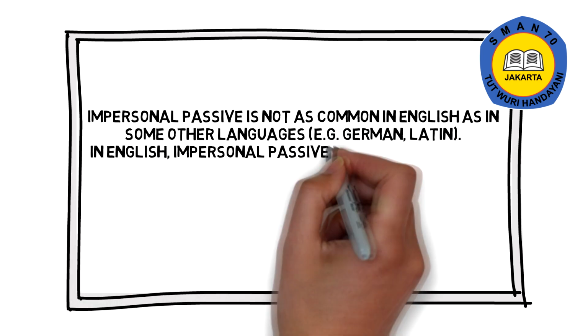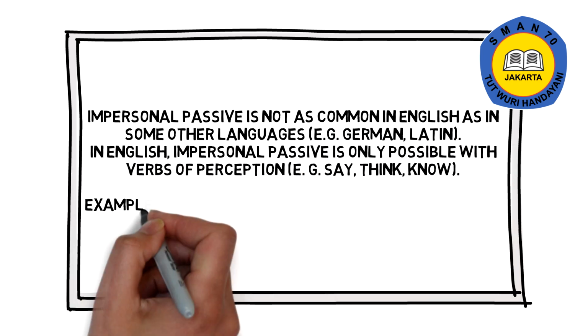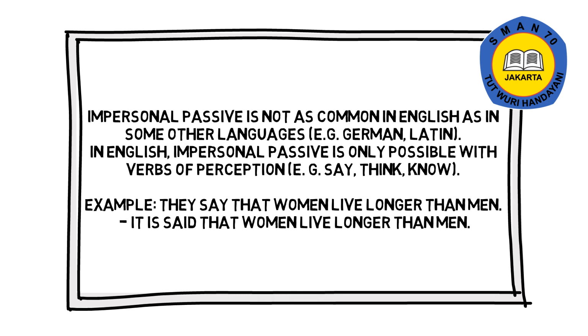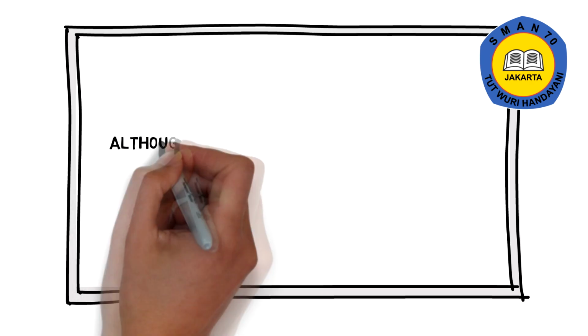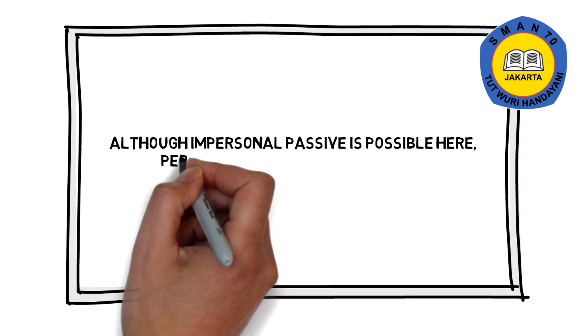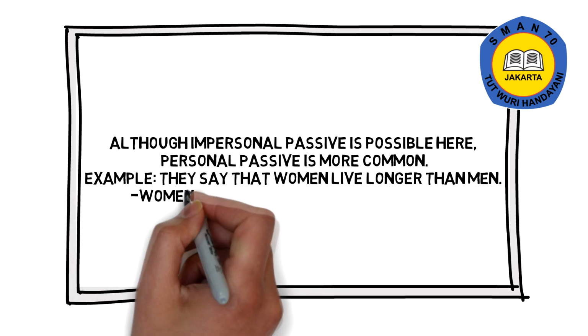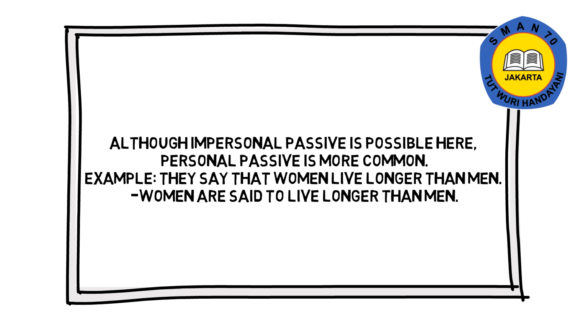Impersonal passive is not common in English as in some other languages, for instance, German and Latin. In English, impersonal passive is only possible with verbs of perception. For say, think, know, etc. Example, they say that women live longer than men. Now, change it to impersonal. It is said that women live longer than men.